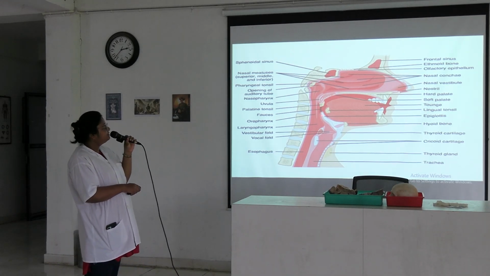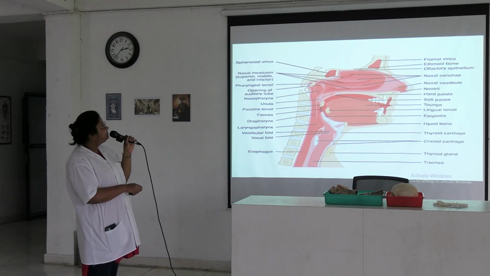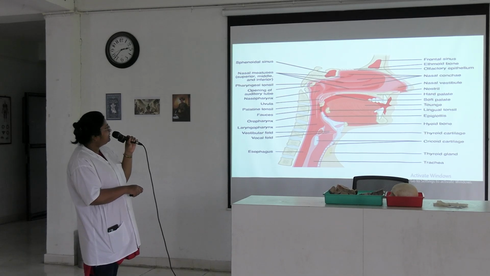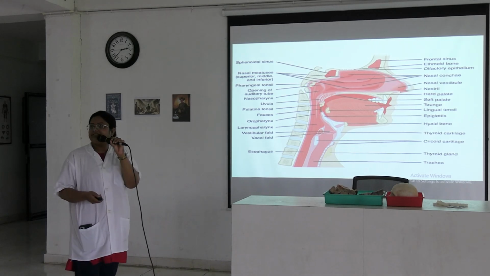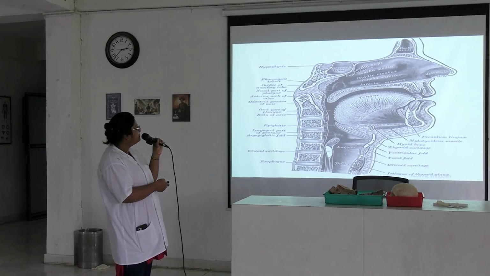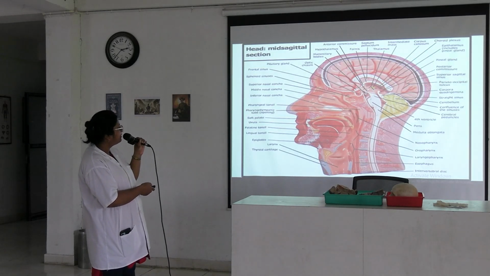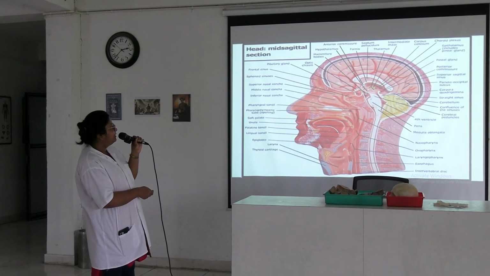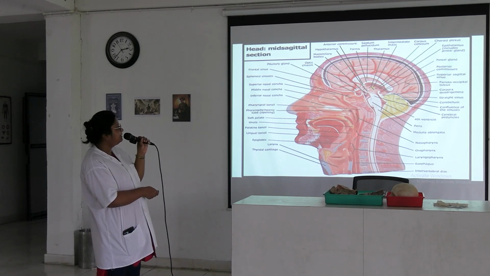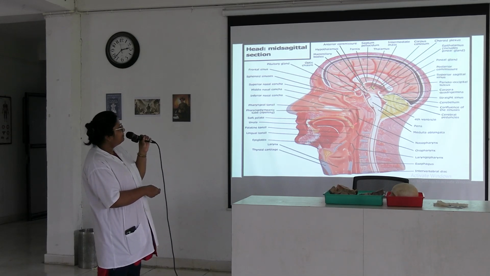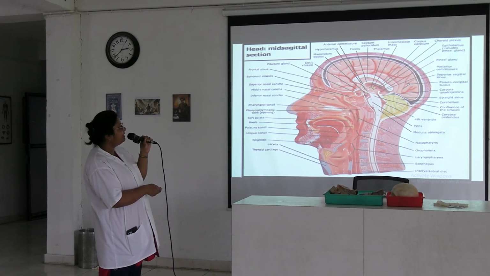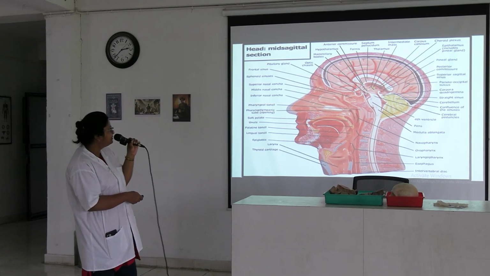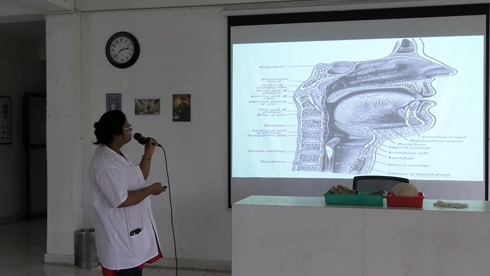This is the palatine tonsil. Anterior to the palatine tonsil will be the palatoglossal arch, and posterior to the palatine tonsil will be the palatopharyngeal arch. I will show in these other diagrams. See here, this is the tonsillar fossa, where the palatine tonsil is lying. In front of this tonsillar fossa is the palatoglossal arch, and posterior to it will be the palatopharyngeal arch. Okay, understood?